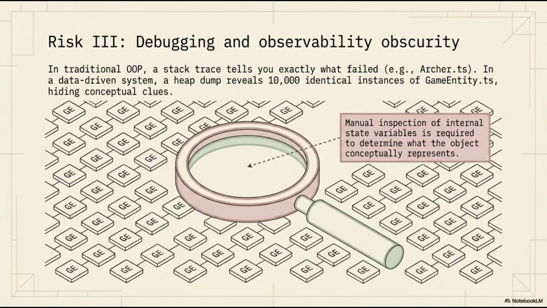Here, a heap dump might reveal tens of thousands of seemingly identical instances of something like gameentity.ts, effectively obscuring crucial conceptual clues. As the visual illustrates, trying to understand a single entity amidst a sea of undifferentiated GE blocks becomes a monumental task. This often necessitates manual inspection of internal state variables for each instance to truly determine what that object conceptually represents and to diagnose the underlying issue.